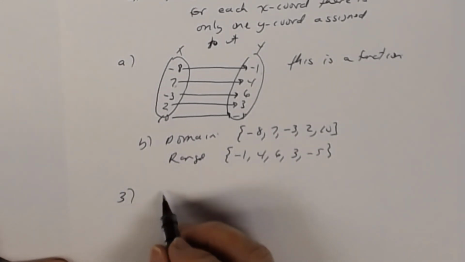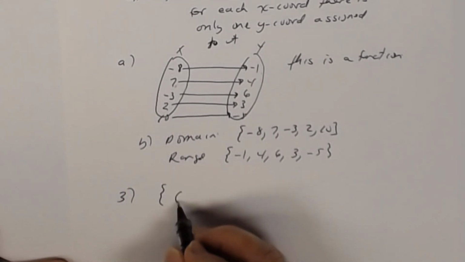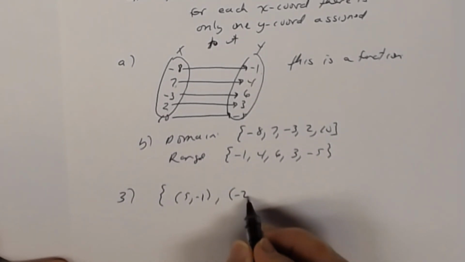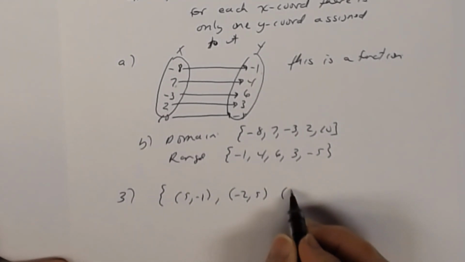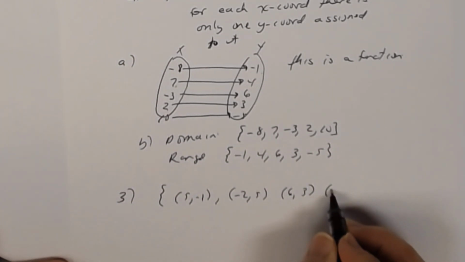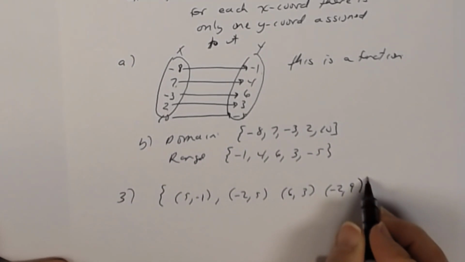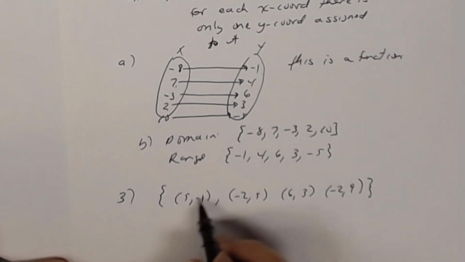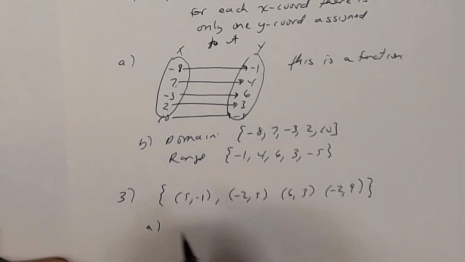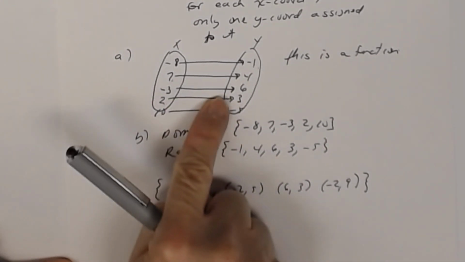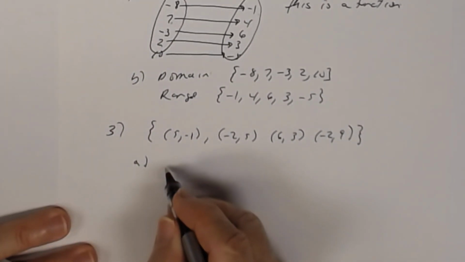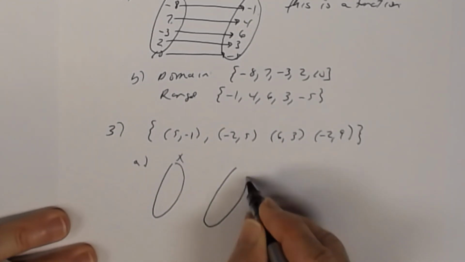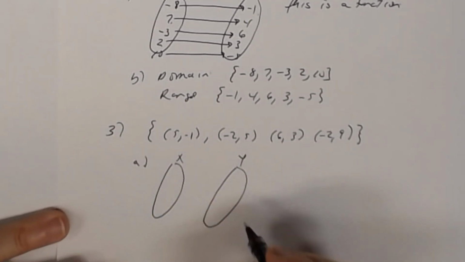In number 3, we have this relation. We have 5, -1. We have the other ordered pair, -2, 5. We have 6, 3. And we have -2, 9. Okay? And so again, you want to determine if this relation is a function. That's part A. So to do that, you do your mapping just like we did before. So here's x, and here's y.